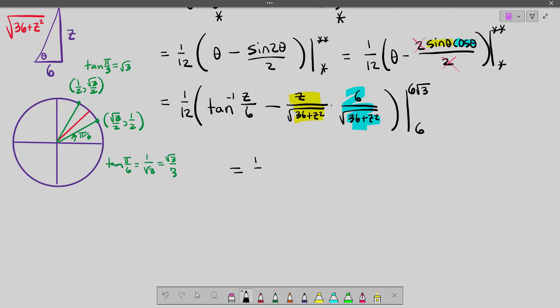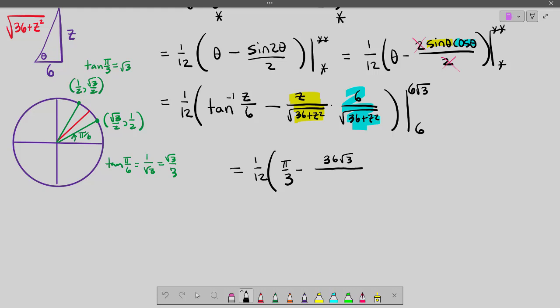So we end up with a 12th multiplied by this. If we plug in 6 root 3, we're finding the inverse tangent of root 3. That's the angle in quadrant 1 with a slope of root 3, so that's pi over 3. And then we plug it in here. It's going to look a little messy. So we're going to get 6 root 3 times 6. Let's not simplify it quite yet. Let's just make sure everyone sees where everything is coming from.